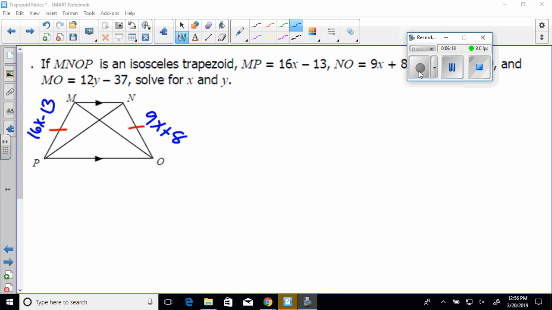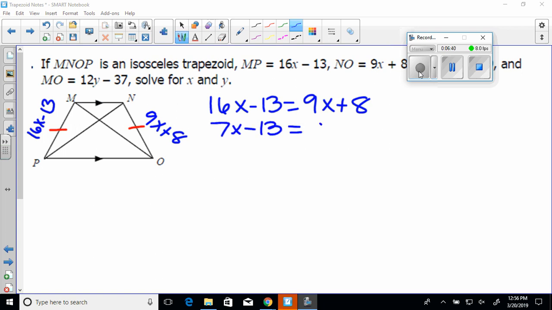So first of all, in order to find x, we know that MP and NO, we gave the expression for those. And because those are the legs, they are congruent, so we can set them equal to each other. So we'll have 16x minus 13 equals 9x plus 8. And then we're going to subtract 9x from both sides. We end up with 7x minus 13 equals 8. Add 13 to both sides. 7x equals 21. Divide by 7. X is equal to 3.